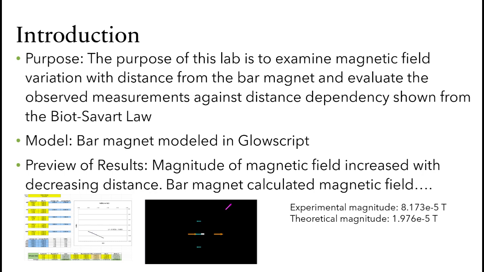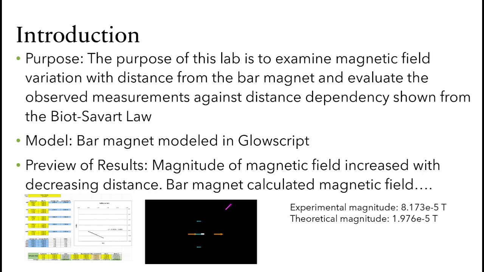The purpose of this lab is to examine magnetic field variation with distance from the bar magnet and evaluate the observed measurement against distance dependency shown from the Biot-Savart law. The model is a bar magnet modeled by GlowScript, and a quick preview of the results.